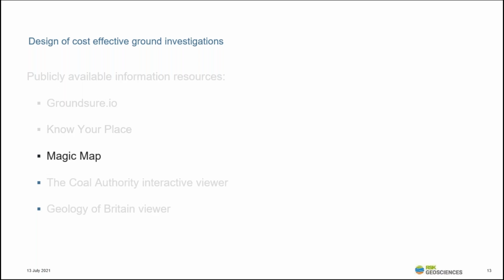Magic Map, again, great mapping resources, aquifer designations, environmental designations, and that sort of thing. The Coal Authority Interactive Viewer. Now, a lot of this information is actually now available through the groundshore.io site as well, but this is the source of it essentially, and provides great information, particularly if you're in a coal mining area, as parts of the Southwest are.